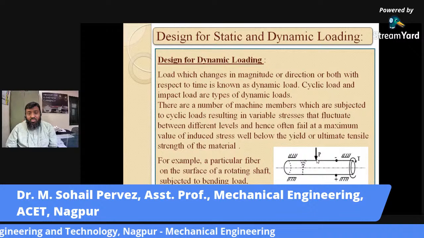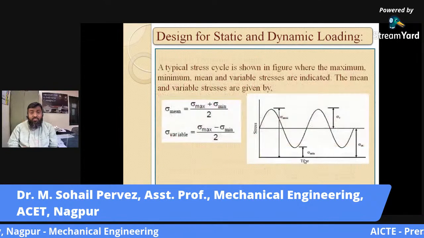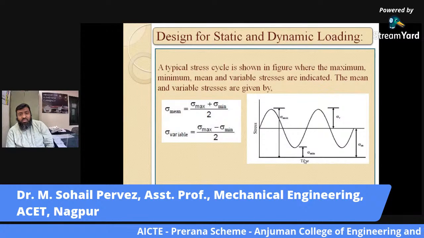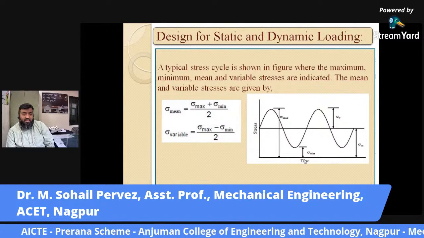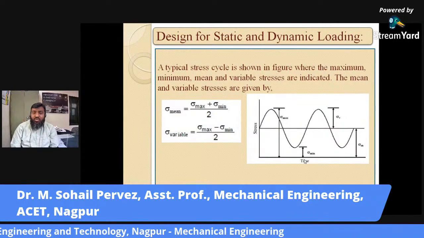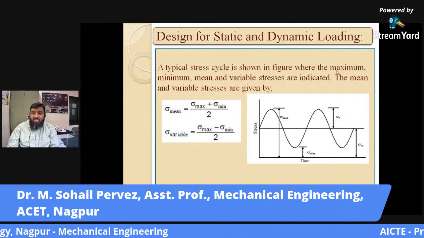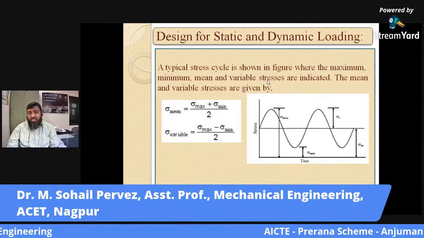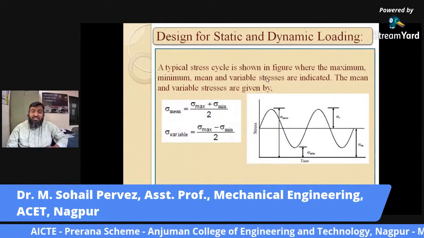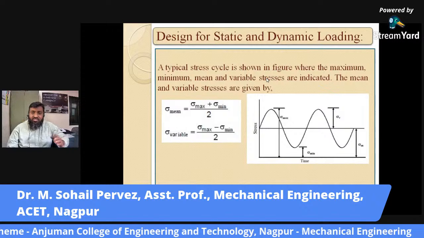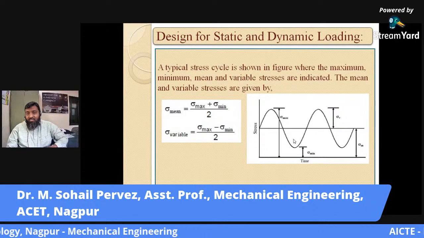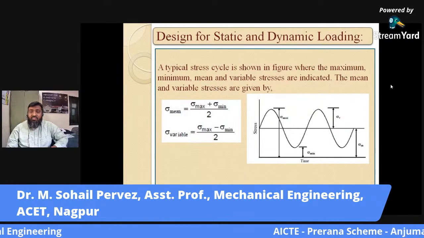The next one: a typical stress cycle is shown in this figure, where the maximum, minimum, mean, and variable stresses are indicated. I must remind you that in static loading we never heard of these maximum, minimum, mean, and variable stresses. It was simply stress depending upon the nature of force applied, that is tensile stress, compressive stress, shear stress, bending stress. Now here we will come across these four terms all the way.